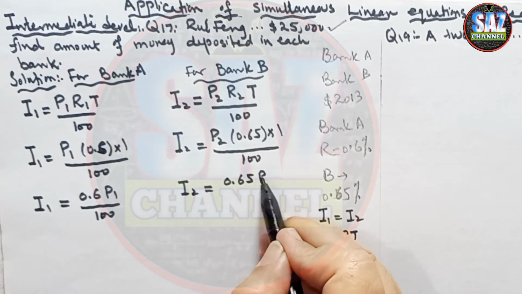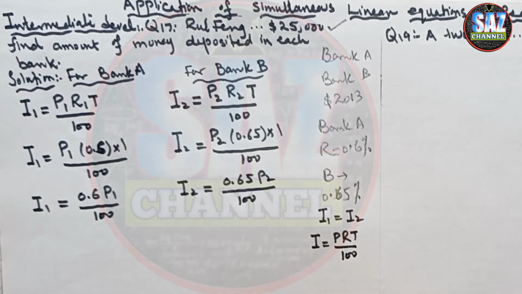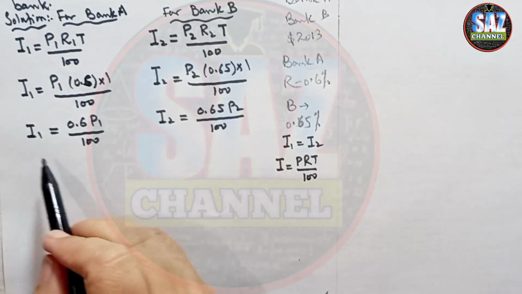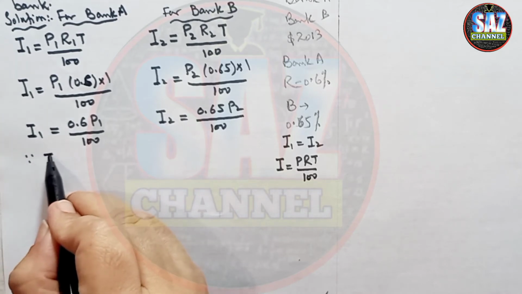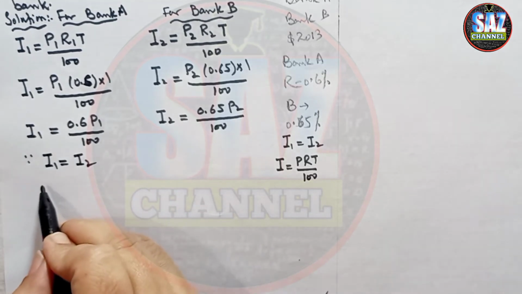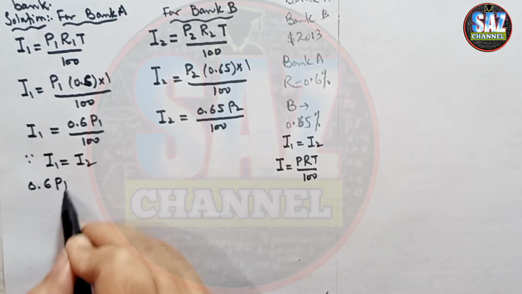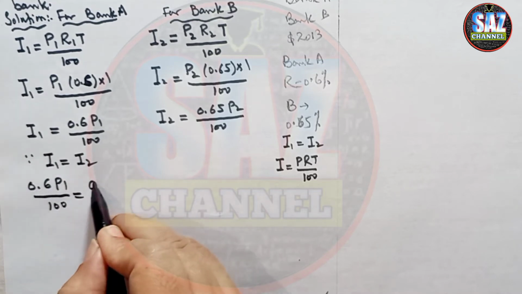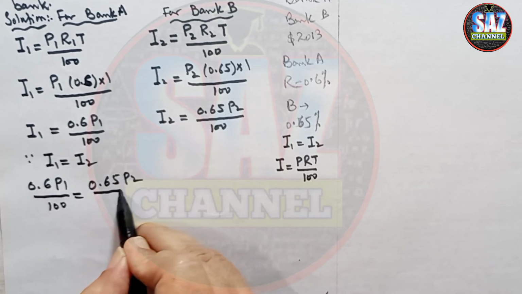Now I2, or the second equation, will take the form 0.65 P2 upon 100. As the question says that after 1 year the interests are the same, because I1 equals I2, we can equate 0.6 P1 upon 100 equals 0.65 P2 upon 100.